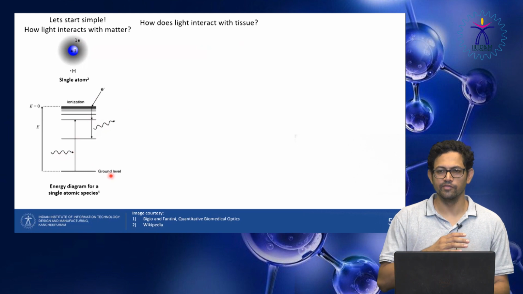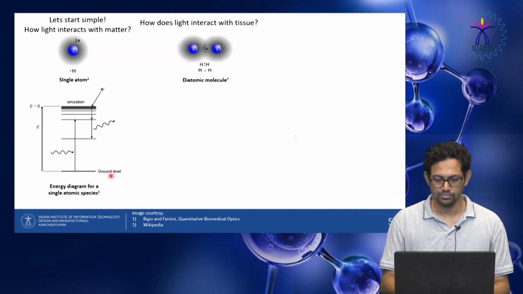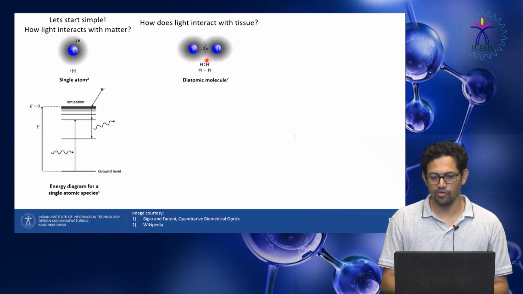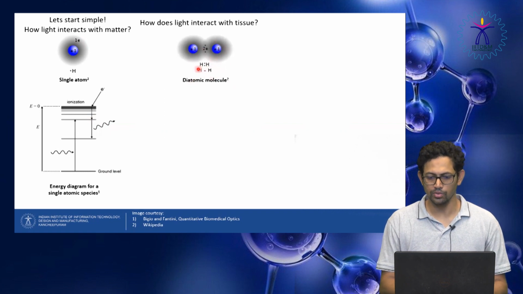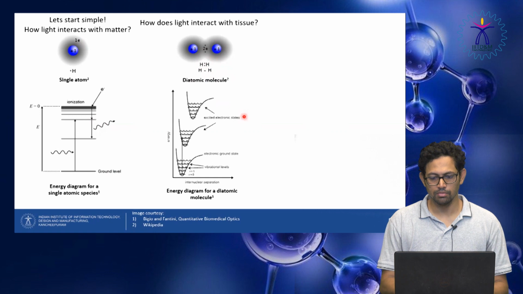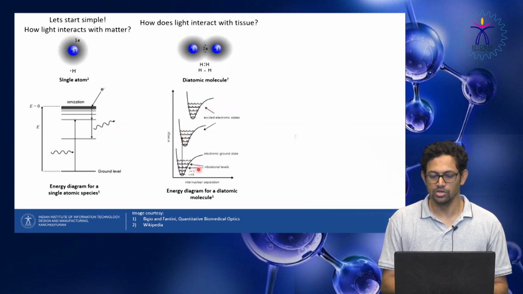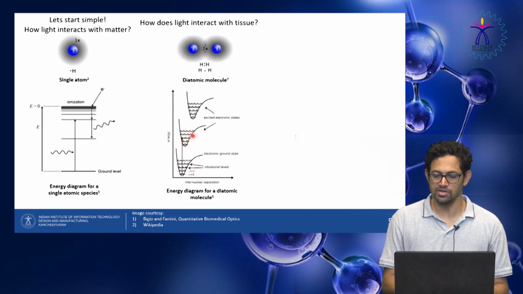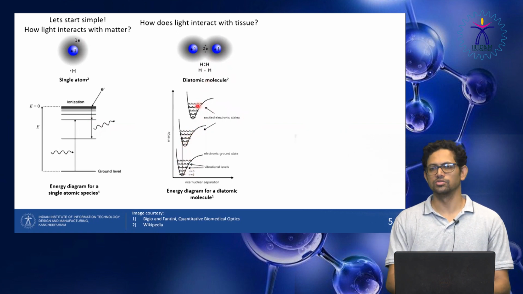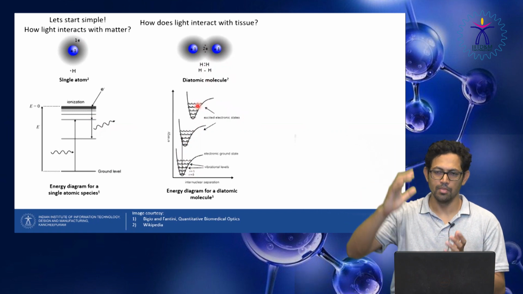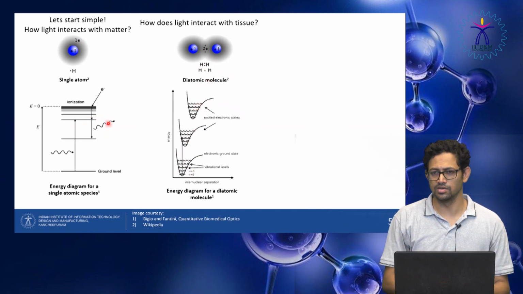Now let us see if we move from a single atomic species to a diatomic species. So this is an example of a diatomic species. There are two atoms. This is the H2 molecule, and over here now there are not just the vibrational levels that you see, but there are now electronic states. This is the ground electronic state. This is the first excited electronic state. This is the second excited electronic state. So there are now electronic states that develop, not just the vibrational levels that we discussed earlier.